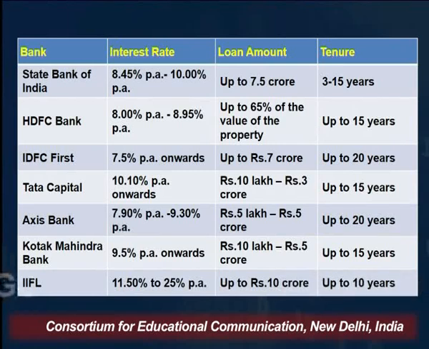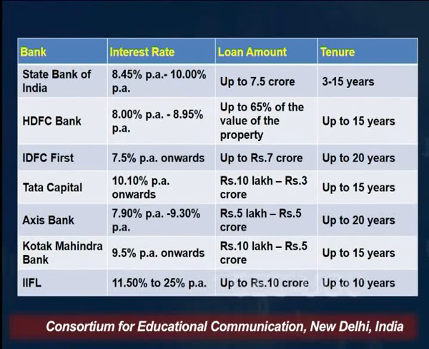So if you see in a holistic view, the interest rate varies from 7.5% to 25%, and the amount is up to the value of the property, up to 5 crores, up to 10 crores. The tenure also is up to 20 years. So if you see here, this is a comparative analysis of the banks which are giving the loans: the interest rate they offer, the loan amount they give and the tenure.